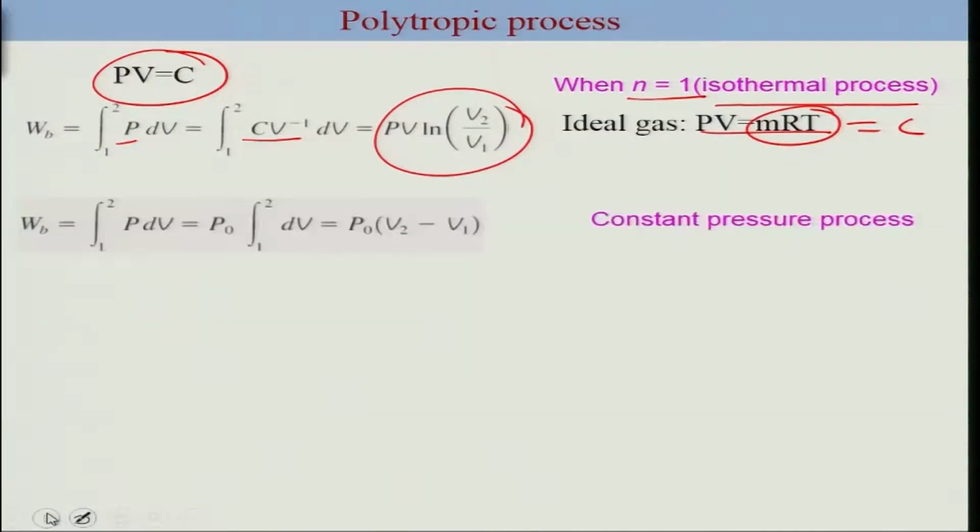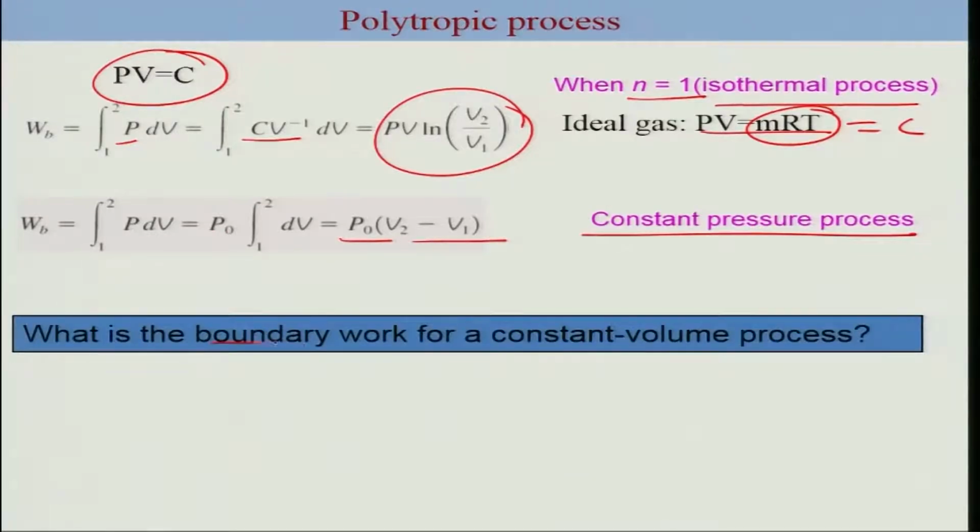And similarly, you can also find out the boundary work for a constant pressure process, and this would be simply P0 (V2 minus V1). And what about the boundary work for a constant volume process? Now considering the boundary work where dV is not changing, it should be 0.